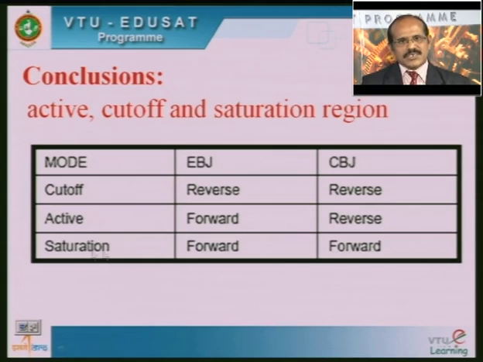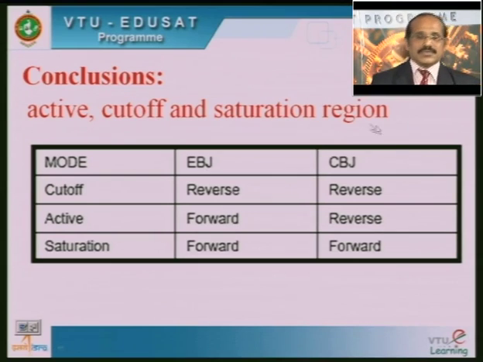Whereas in the saturation region, the emitter base junction, simply called the emitter junction, is forward biased, and the collector base junction is also forward biased. Whereas in the active region, the emitter base junction is forward biased, while the output junction, that is the collector base junction or simply the collector junction, is reverse biased.